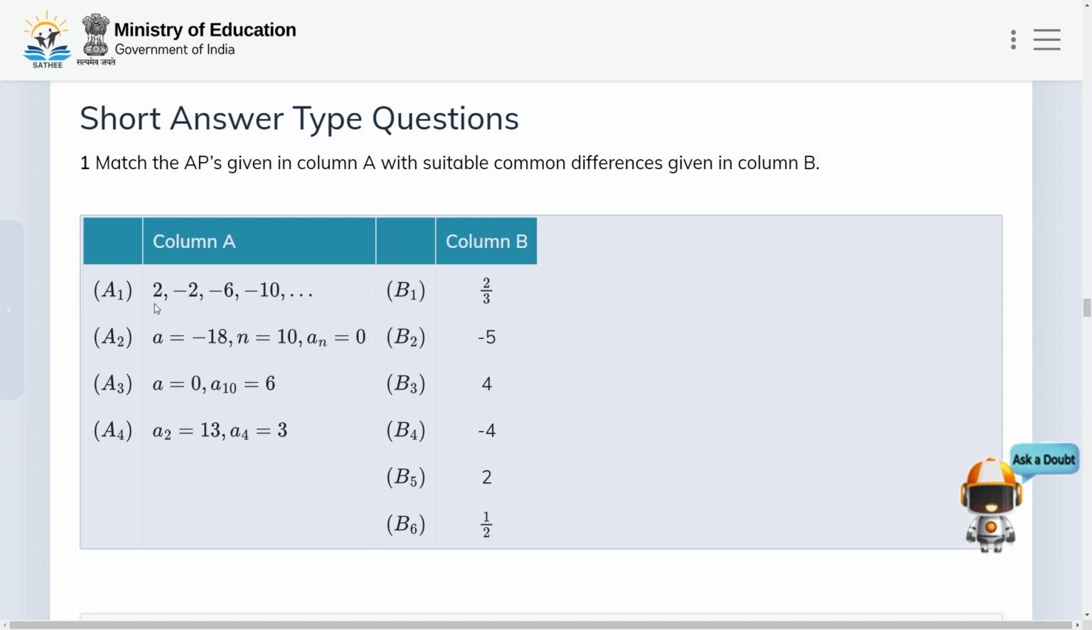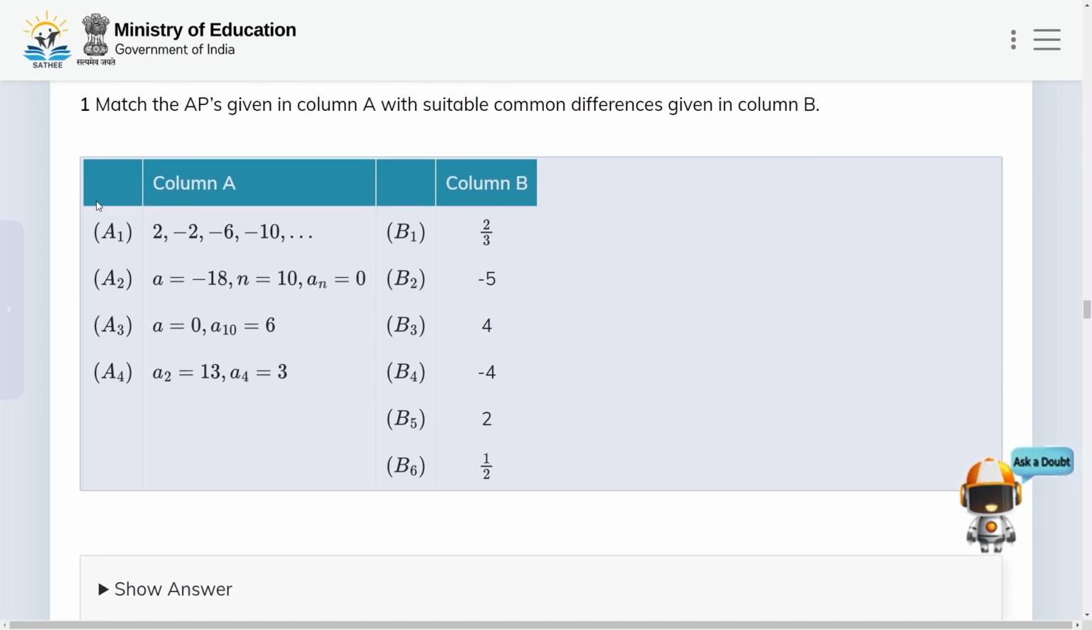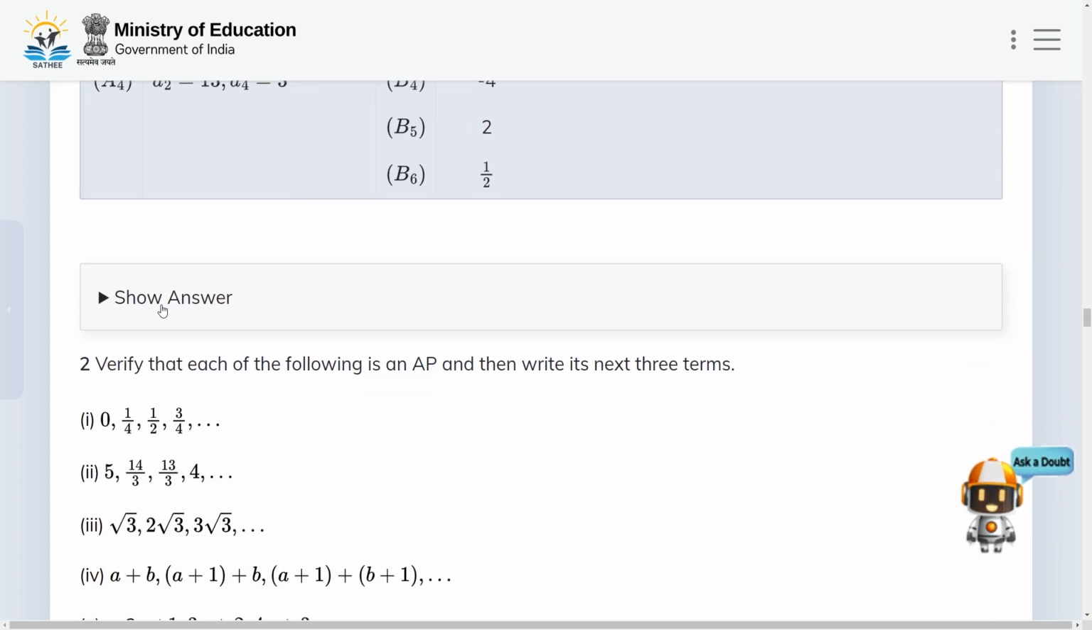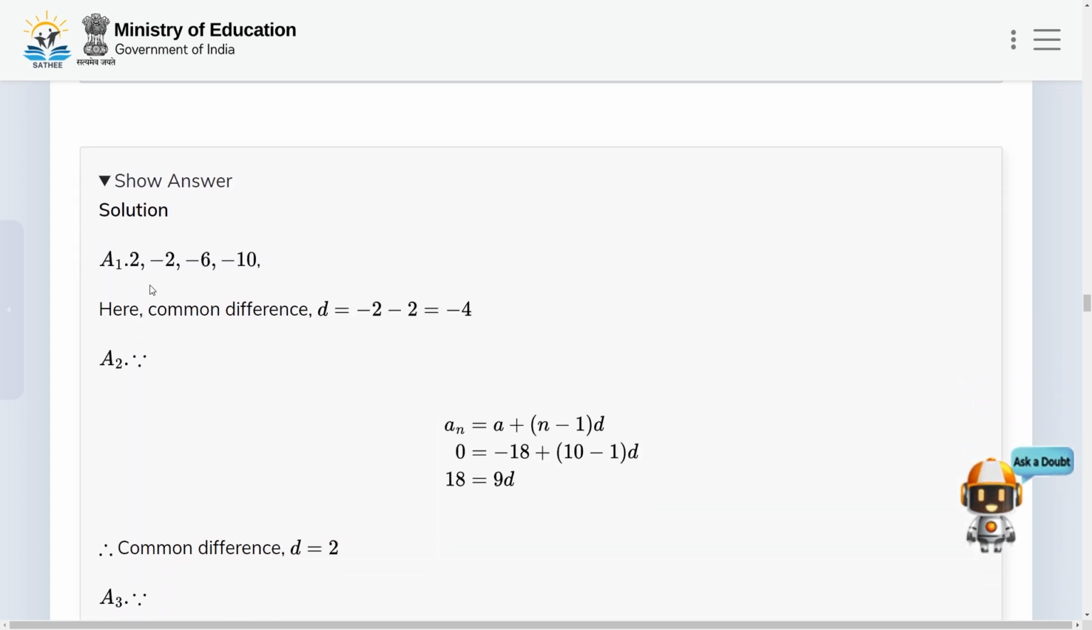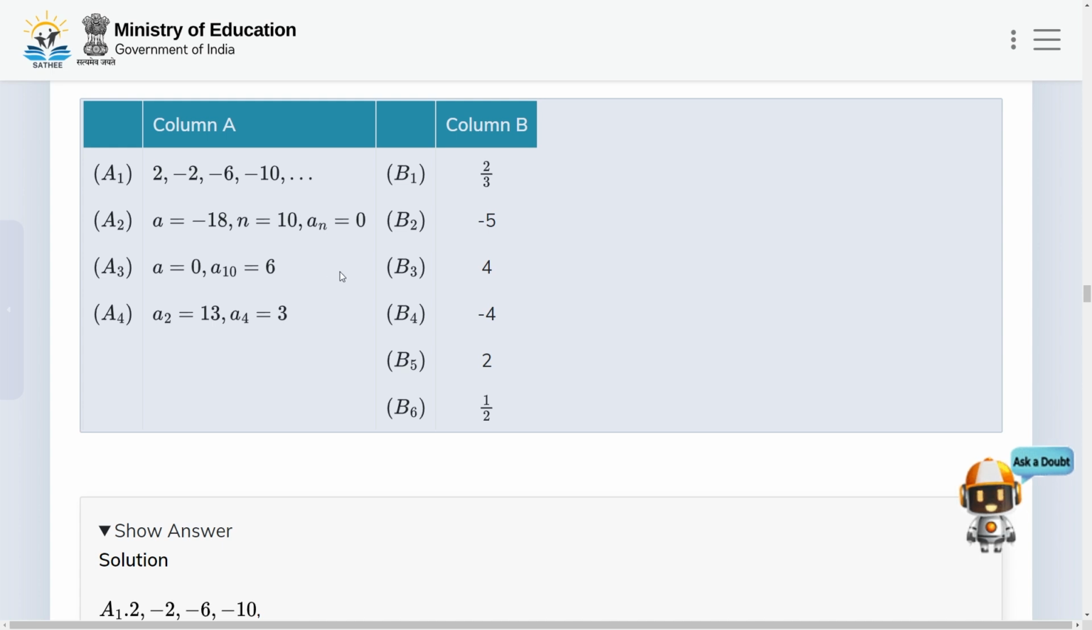So in the first one, the first term a1 is equal to 2, a2 is equal to minus 2, a3 is equal to minus 6, a4 is equal to minus 10. Okay, so now let us see how to solve it. In A1 we have this list of numbers 2, minus 2, minus 6, minus 10. Here the common difference d is equal to minus 2 minus 2, that is equal to minus 4. So for the first one the common difference is minus 4, so A1 is related to B4.